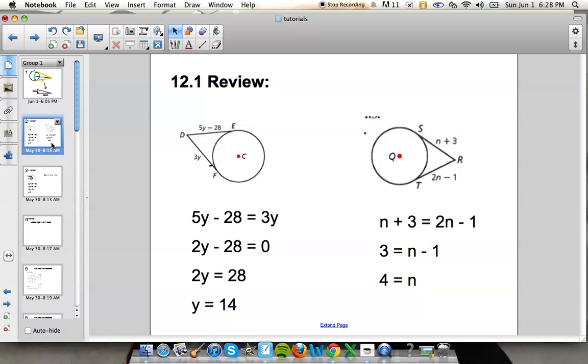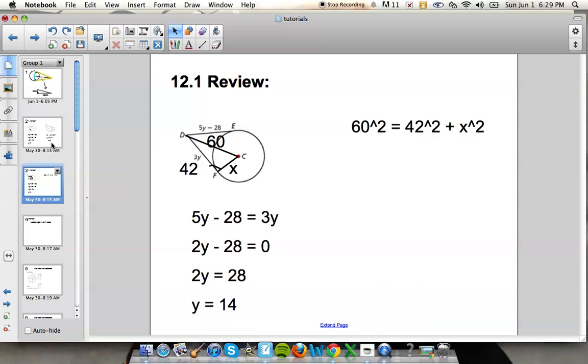You know that the two lines DE and DF are tangents since they look tangent. You can assume that they are tangent. Since they are tangent lines, you can set them equal to each other and solve for your variable. Same with circle Q on the right. SR and RT are tangents because they look like they're tangent to the circle. They're intersecting at one point, and they would be perpendicular to the radii. Since they are tangents, we can set them equal to each other. This is the main idea that you will get out of 12.1.